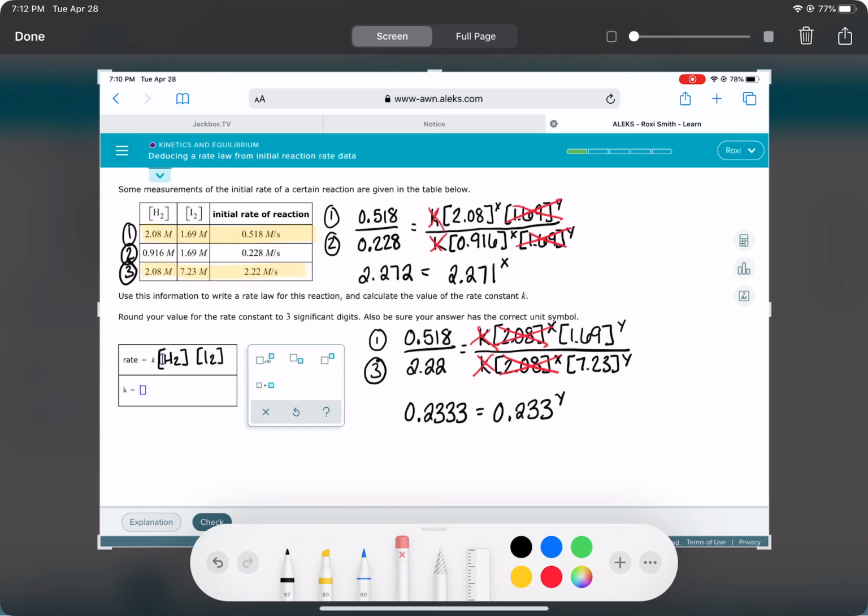Now let's solve for k, including the units. Let's just use data set 1. The rate for data set 1 is 0.518 molarity per second. I said including exponents, but I meant to say including units. That is equal to k, which is what we're trying to figure out, times our H2 concentration, which is 2.08 molar, and our I2 concentration, 1.69 molar.